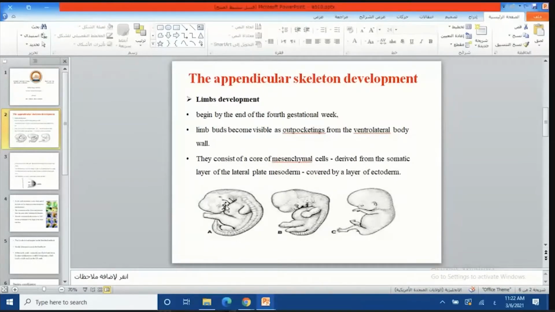Okay, so the buds consist of a core of mesenchymal cells, and these mesenchymal cells derive from the somatic layer of the lateral plate mesoderm. And these will be covered with a layer of ectoderm. Again, a core of mesenchymal cells, derived from the somatic layer of lateral plate mesoderm, covered by a layer of ectoderm.